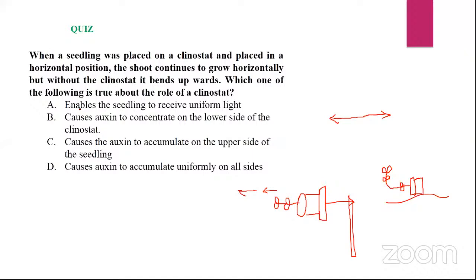So the first one says enables seedlings to receive uniform light. Then B says causes oxygen to concentrate on the lower side of the clinostat. Then C causes oxygens to accumulate on the upper side. And then D says causes oxygens to accumulate uniformly on all sides.